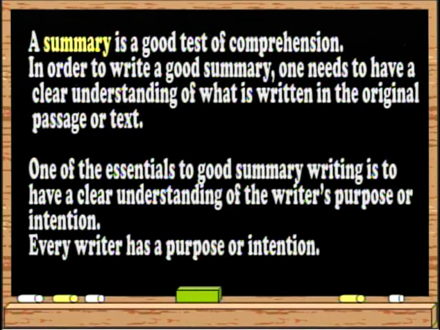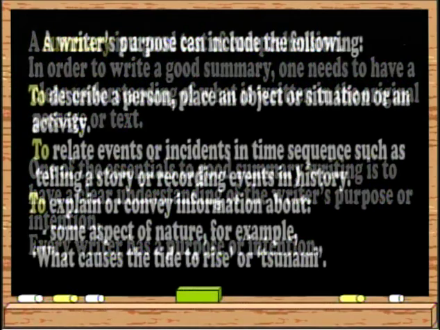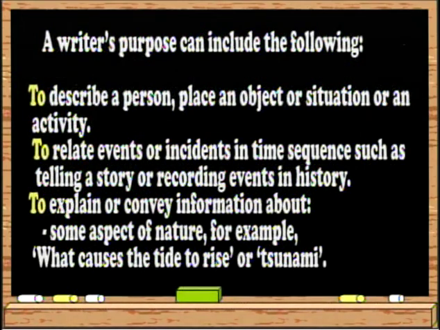One of the essentials to good summary writing is to have a clear understanding of the writer's purpose or intention. Every writer has a purpose or intention. A writer's purpose can include the following: to describe a person, place, object, situation, or an activity, to relate events or incidents in time sequence, such as telling a story or recording events in history, to explain or convey information about some aspect of nature.